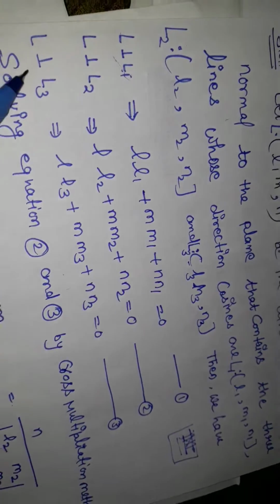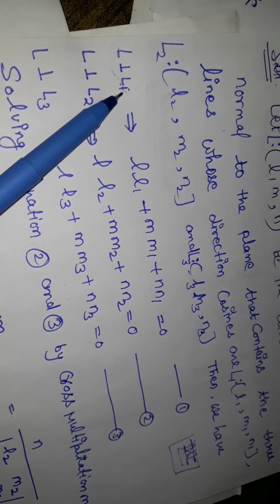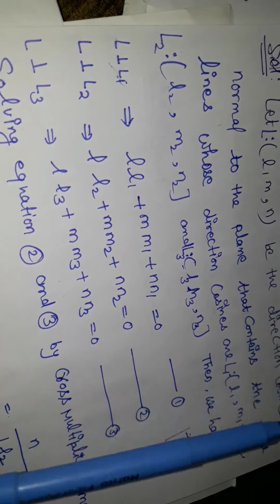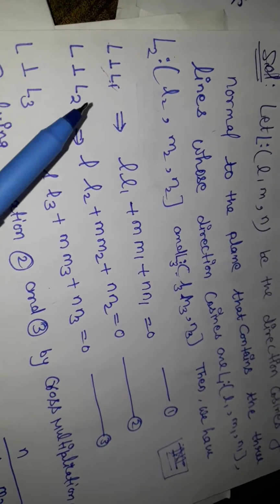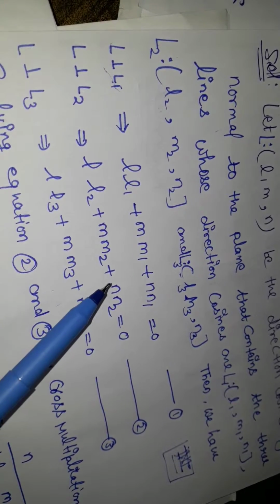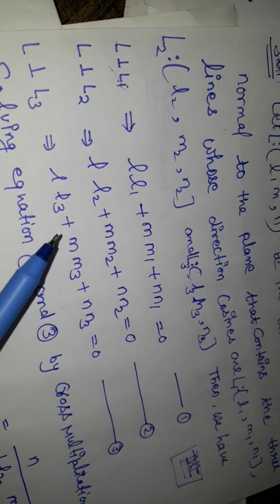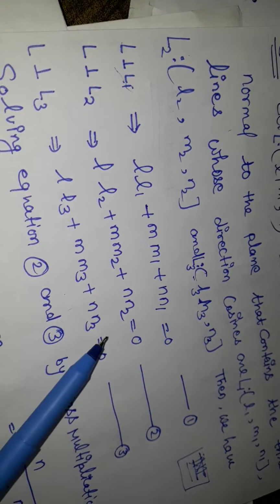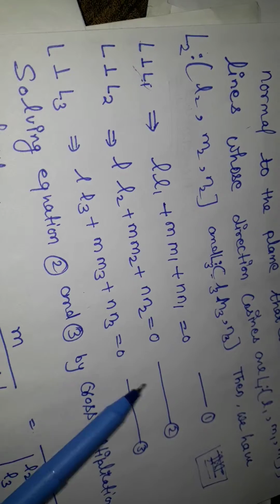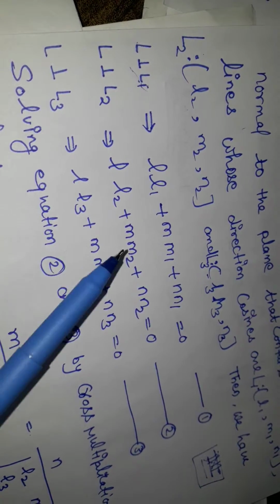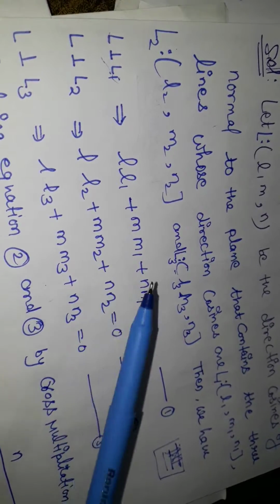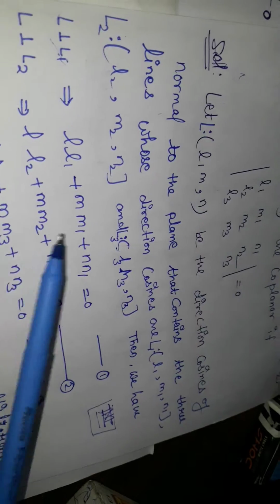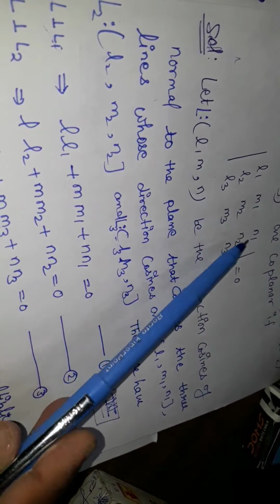By the condition of perpendicularity, if line L is perpendicular to L1, then L into L1 plus M into M1 plus N into N1 is equal to 0. In the same manner, L into L2 plus M into M2 plus N into N2 is equal to 0, and L into L3 plus M into M3 plus N into N3 is equal to 0. Our strategy: solve the last two equations, calculate the values of L, M, N, and substitute them in the first. We could also solve the first and second and substitute in the third. In the same way we get that the determinant of the direction cosines is equal to 0.